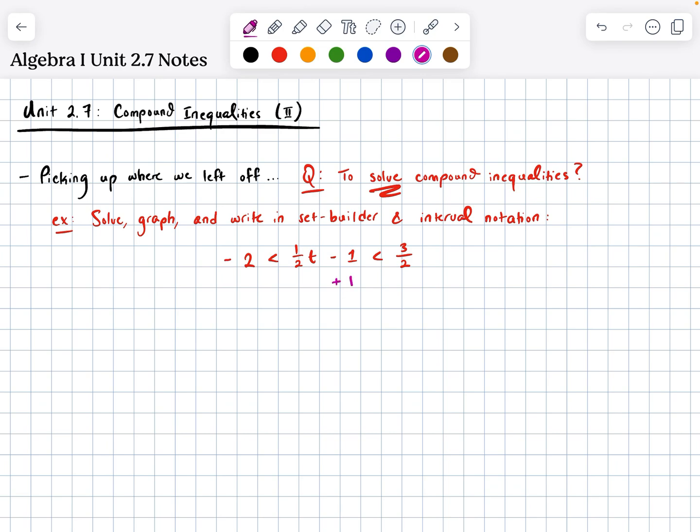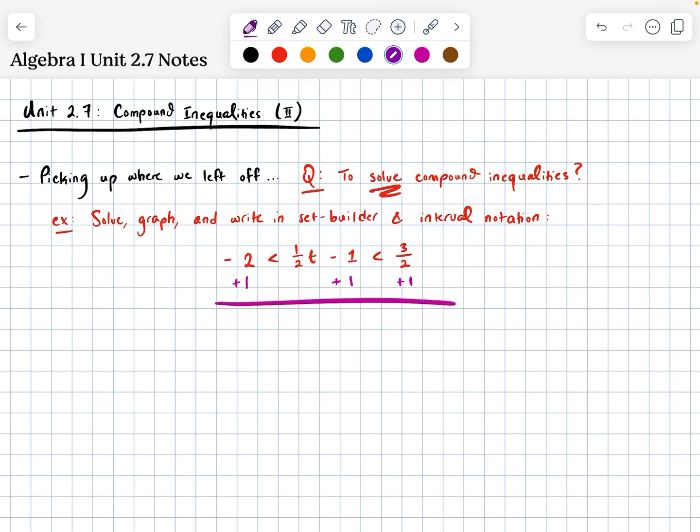However, the difference here, I need to make sure the imbalance stays the same. So before, I would think about adding, subtracting, multiplying, dividing to both sides. Here I need to make sure that if I do something to one part of the inequality, every part of the inequality gets the same operation. So if I'm adding 1 to the middle, I also need to add 1 on the right and on the left. All 3 parts of this inequality need to get +1.